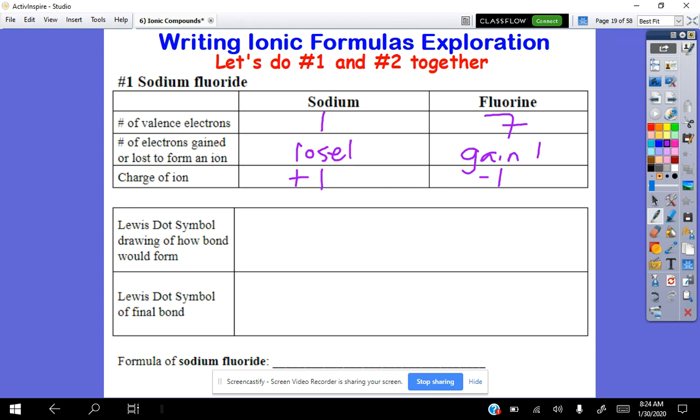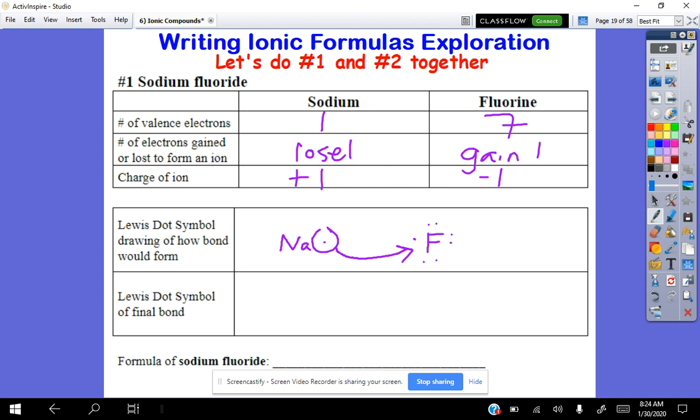For the Lewis dots, you just need to write the symbol. So I've got the sodium symbol and 1 dot to represent my valence electron. For fluorine, do the same thing. I can draw in my 7 dots. You'll notice that one of those spaces is open. So I'm going to show that transfer of my valence electron by using an arrow, and I'll just point to that open space.